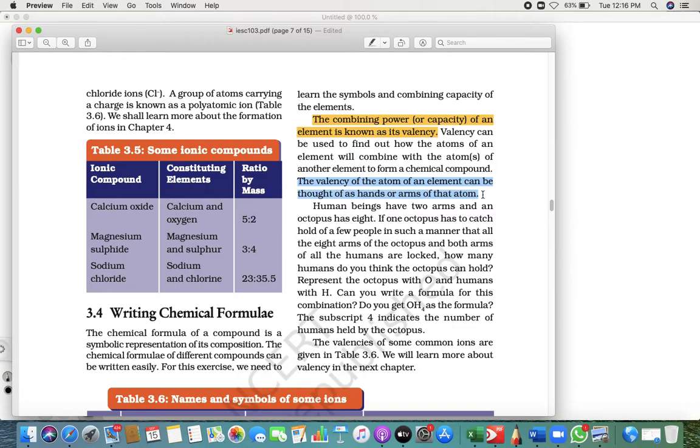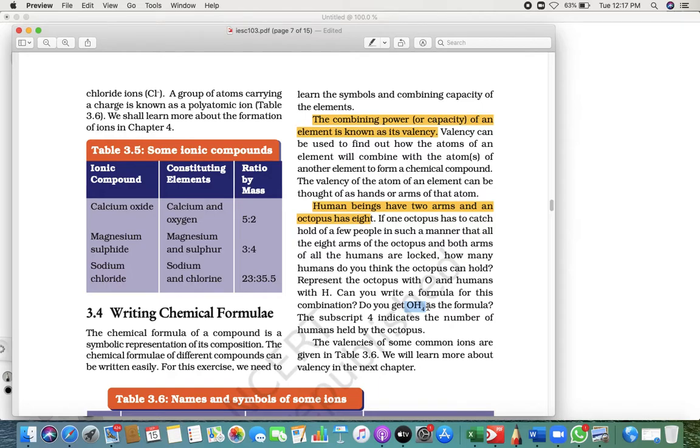If you see, human beings have 2 hands, right, but an octopus has 8. This is just for the example they have taken. If one octopus has to catch hold of a few people, how many humans can it lock? Definitely an octopus can lock 4 humans. Why 4? Because it has 8 tentacles, right? So let's consider the human as H and the octopus as O. So what is the chemical formula that can be prepared? The chemical formula we can prepare is OH4.